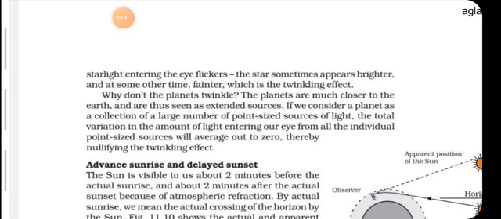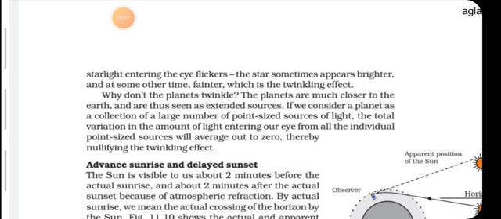So if the stars twinkle at night, there is another question. Why don't the planets twinkle? The planets are much closer to the Earth and are thus seen as extended sources. I repeat, the planets are much closer to the Earth and are seen as extended sources.